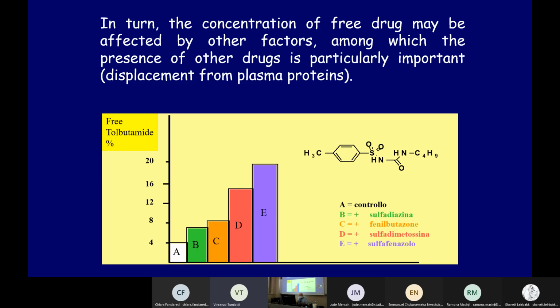But does it mean that if you have an increase in the free drug, there will be an increase in the therapeutic effect? Because you need a small percentage, right? Yeah. So there is no increase of therapeutic effect.